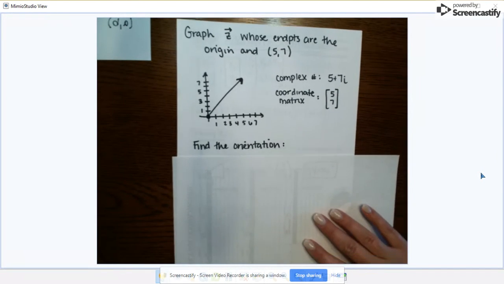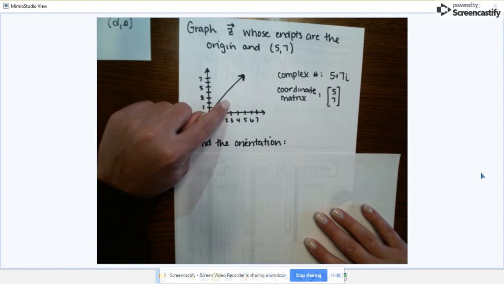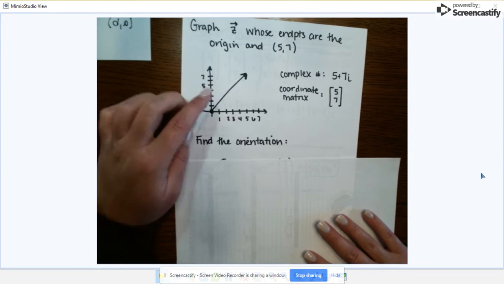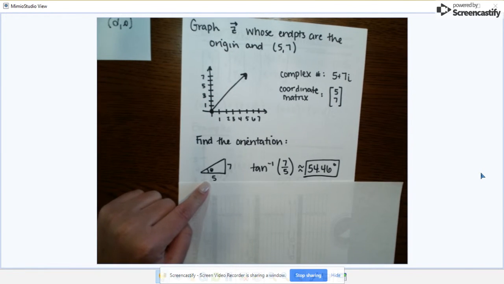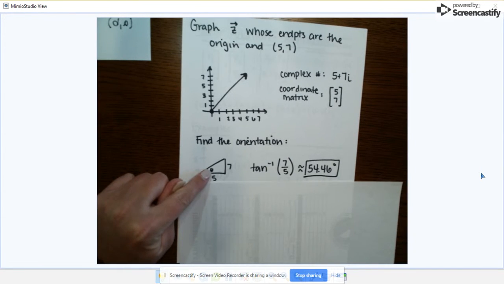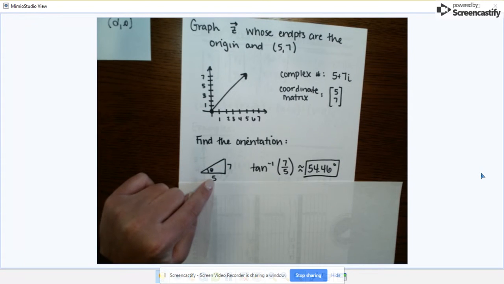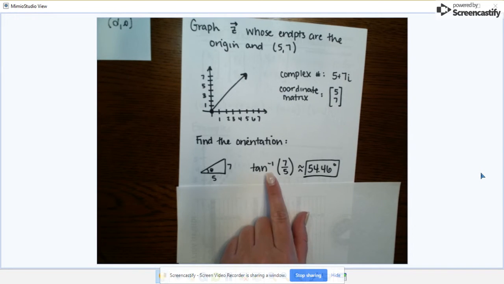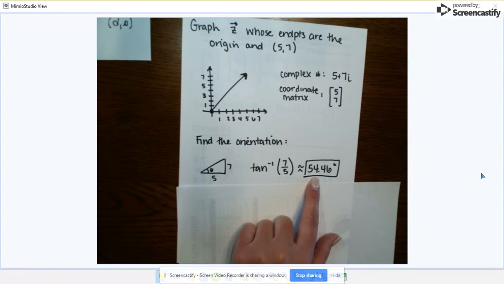Okay, if we're asked to find the orientation, find that little angle right there. You can envision that this vector creates a triangle with the x-axis. And we're trying to find that theta, or that angle. So we have this angle and we have the opposite side and we have the adjacent side. If you think back to your trig equations, opposite and adjacent are tangent, SOHCAHTOA, TOA. So we're going to find the inverse tangent, and this is on your calculator. Inverse tangent of 7 over 5 will give you that angle measurement of 54.46.